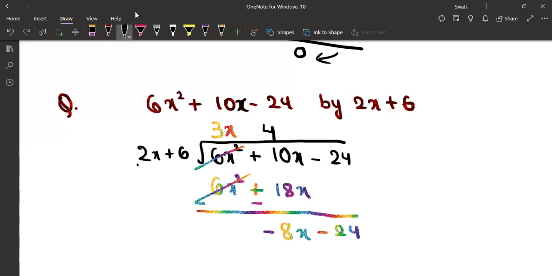Yes. So your 2x into 4 will become 8x, right? Yes. But do you notice one thing, that you're getting 8x, but you want minus 8x. So instead of plus, will you not put minus here? Yes. So 2x into minus 4, you have got minus 8x. What next?